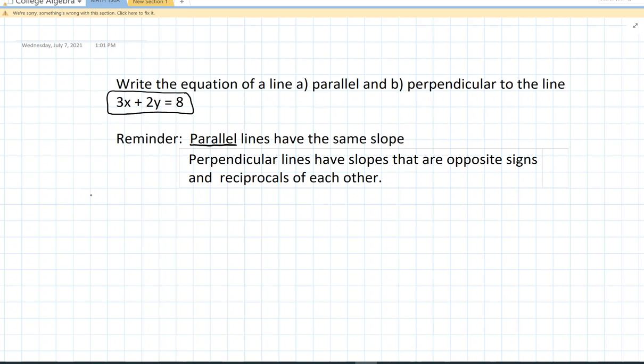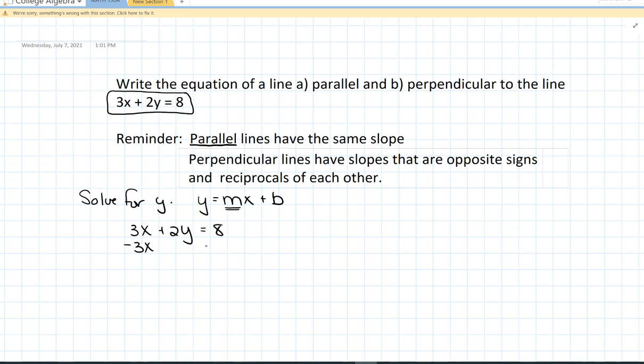So to do that, you're going to need to solve for y and write it in slope-intercept form, so that when we solve for y, we're putting it in y equals mx plus b form. The m is the slope, and that's the number in front of x, after you've solved for y. So I take my equation of my given line, and I want to find its slope.